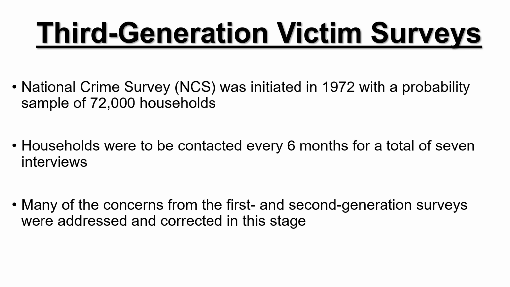That brings us to the third generation crime surveys. The third generation survey was known as the National Crime Survey, and it was initiated in 1972, and it sampled about 72,000 households. Those households were contacted every 6 months for a total of 7 interviews, and many of the concerns from first and second generations were addressed and corrected at this stage. So you can see that we're tending to build upon what we've learned in the past.